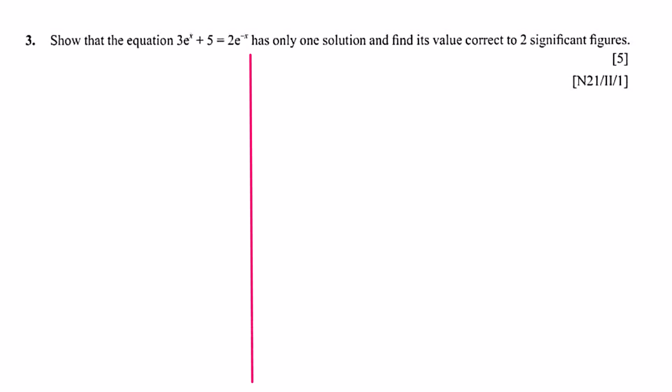The next question involves exponential functions. So we're supposed to show that this exponential equation has only one solution. It means we're supposed to find the values of x, and there's only one value of x. And this particular value of x, we need to give to two significant figures. Okay, let me show you the wrong approach carried out by some students.